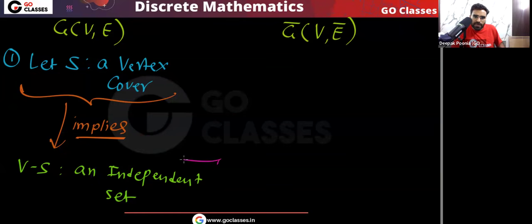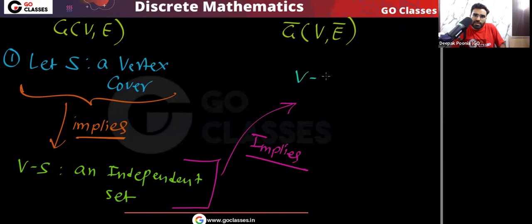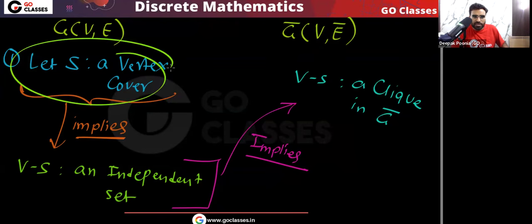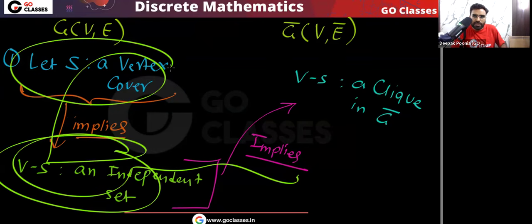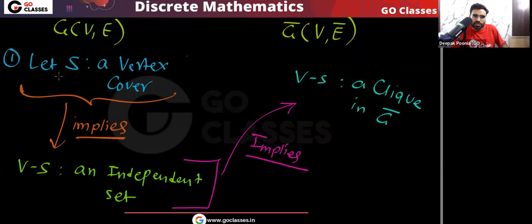So remember, from here it implies that this V minus S is a clique in G complement. Yes or no? Is this clear? Finally, I can say that if S is a vertex cover in G, then V minus S will be a clique in the G complement. You can see from here we imply this, then from here we imply this. Overall, I can simply say that from here we can imply this. So this is the conclusion.